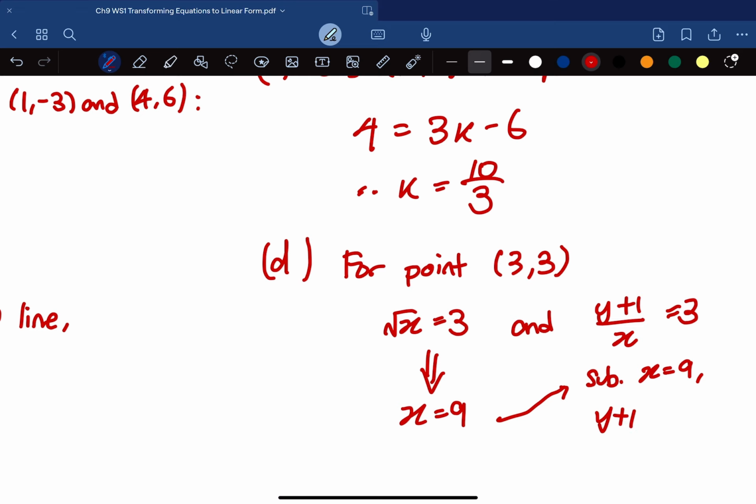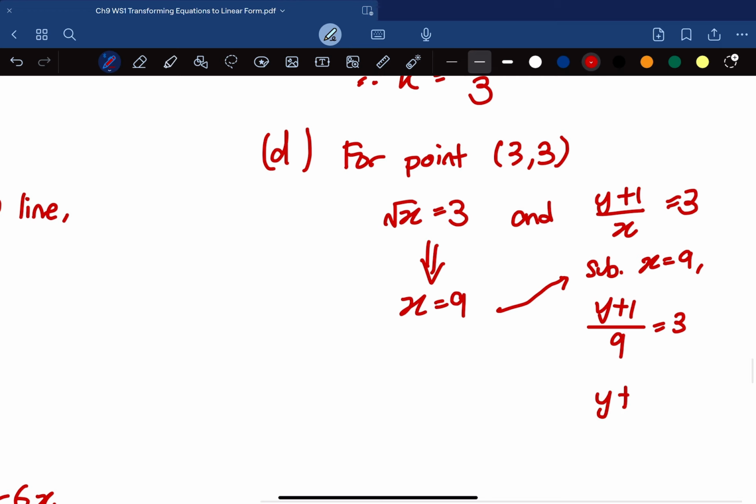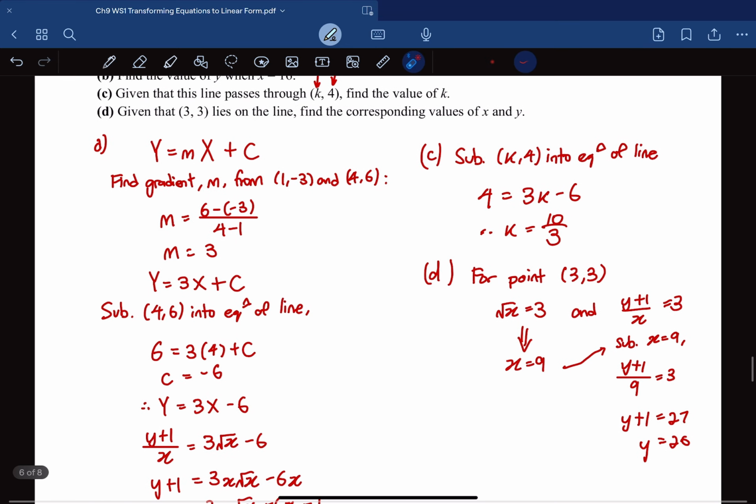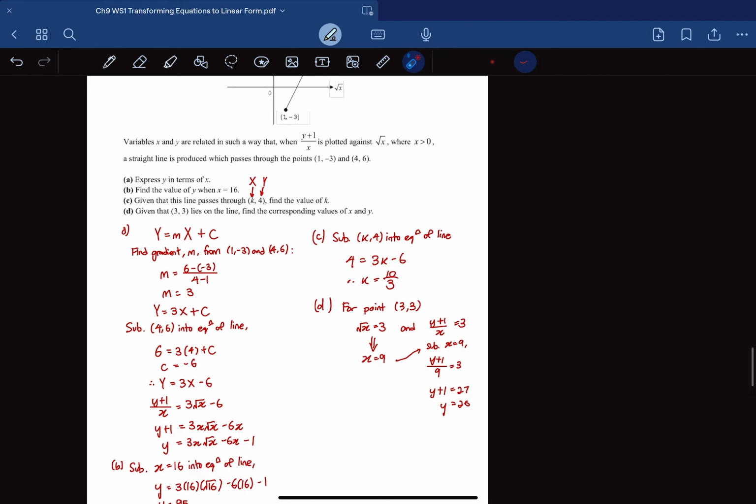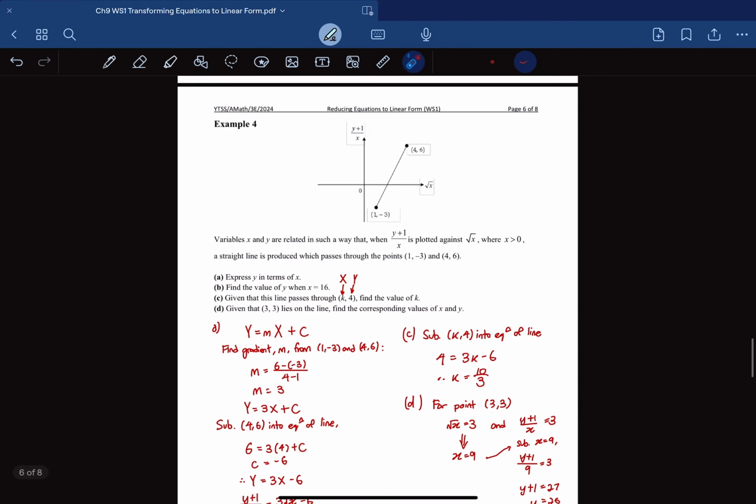y plus 1 over 9 is equal to 3. y plus 1 equals to 27. y equals to 26. And we have solved this question, for given this point that lies on this line here, the corresponding values of x and y. So a very important thing to recall is that for any point that lies on this graph, the x coordinate is not x but root x, and the y coordinate is y plus 1 over x. This is when I convert this and base it on my new x and y axis labeling.